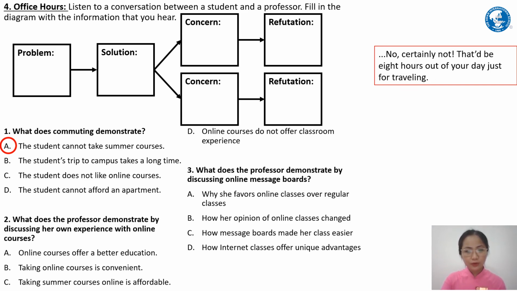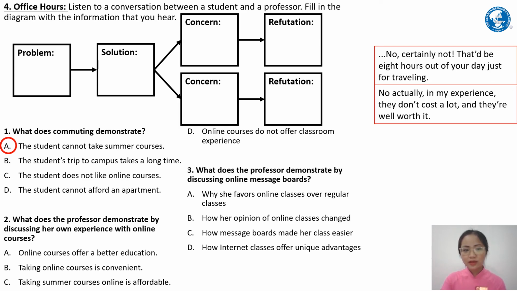Now, question number 2. What does the professor demonstrate by discussing her own experience with online courses? So in the professor's experience, they don't cost a lot. So the answer is taking summer courses online is affordable.